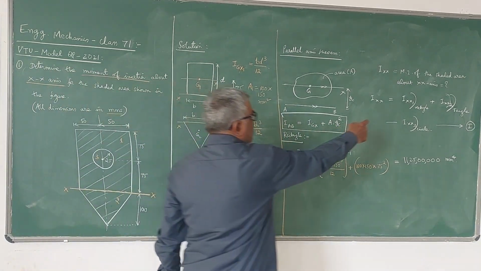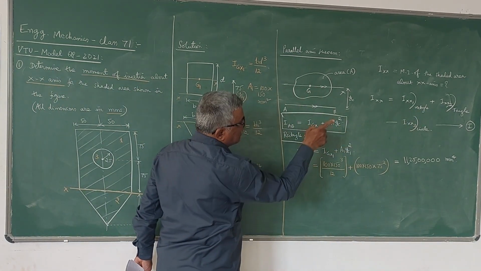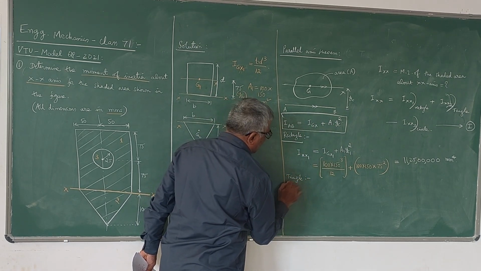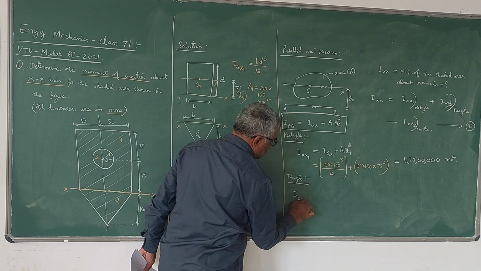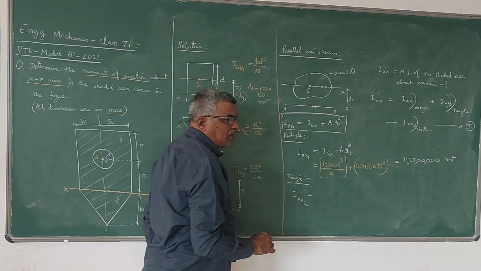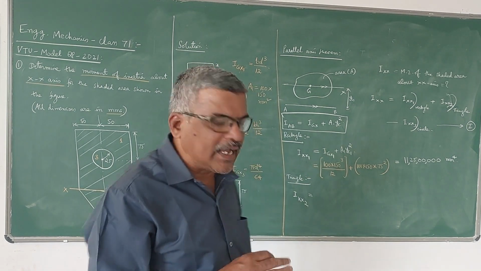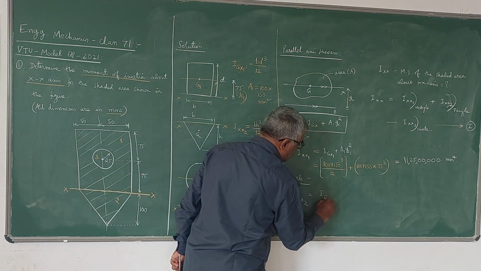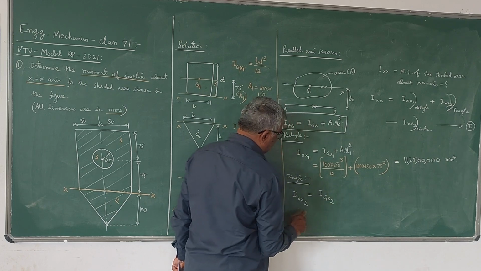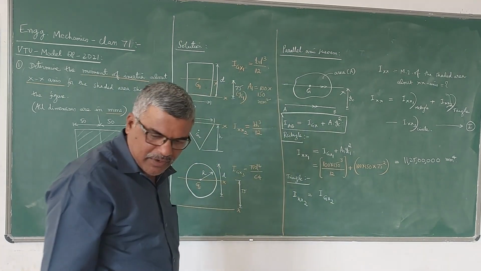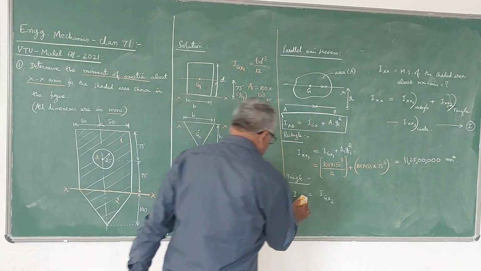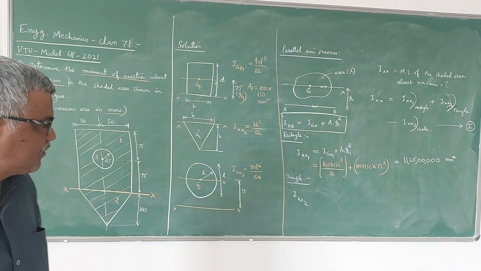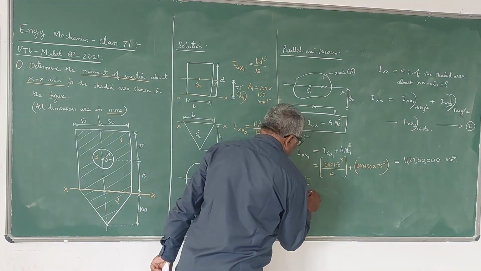So one value we got here. The second one is for the triangle. For the triangle, I will write that as Ixx2. Ixx2 is the moment of inertia of the triangle about the x-axis only. So here also the same formula is valid. Only thing is it is Ig. Here you need not use the parallel axis theorem. So Ixx2 directly you can write as bh cube by 12. About the base itself I know the formula.